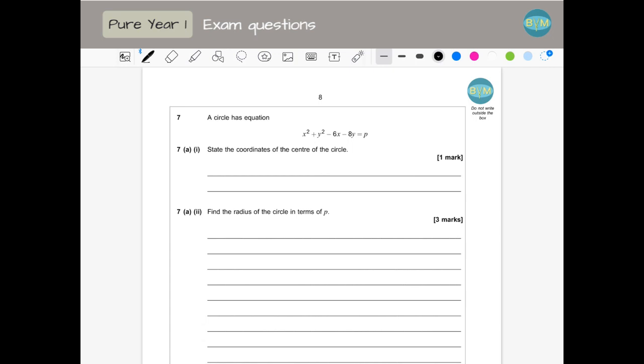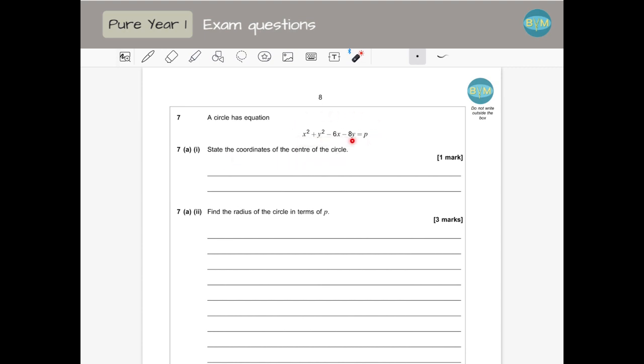Hello, this is question 7 on your November 2021 paper 2 from AQA. It's a circle question. It's quite simple, but maybe you struggle with the last part. A circle has this equation, and we have to find the coordinates of the center.